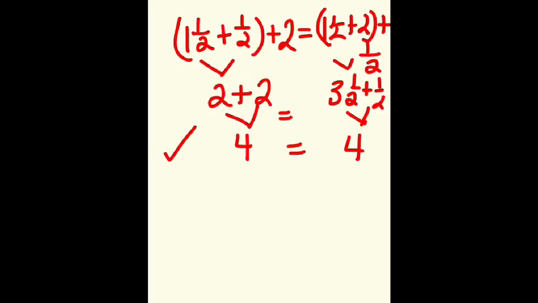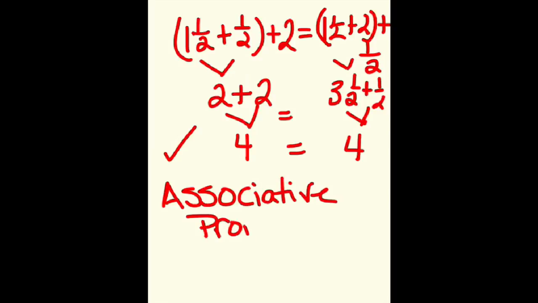It checks out. Okay, associative property will not work for subtraction. It's just like the commutative property. It does not work. Let's write that down. Associative property does not apply to subtraction.